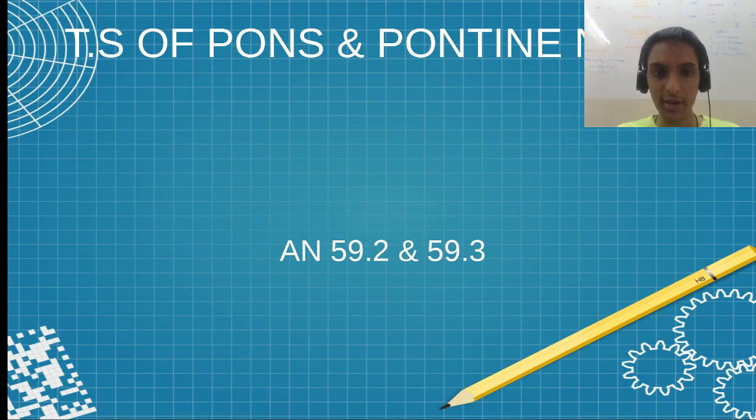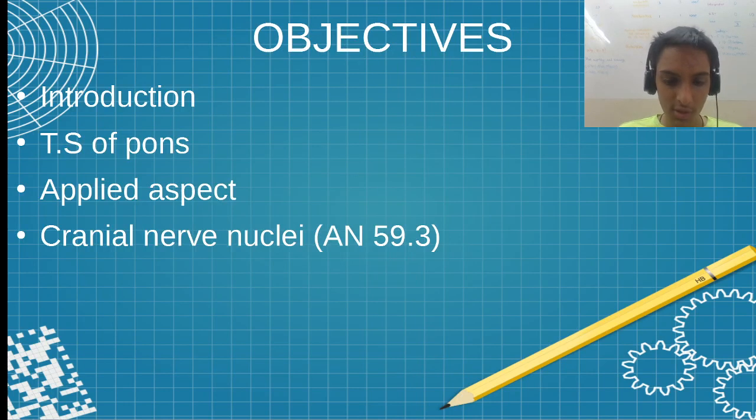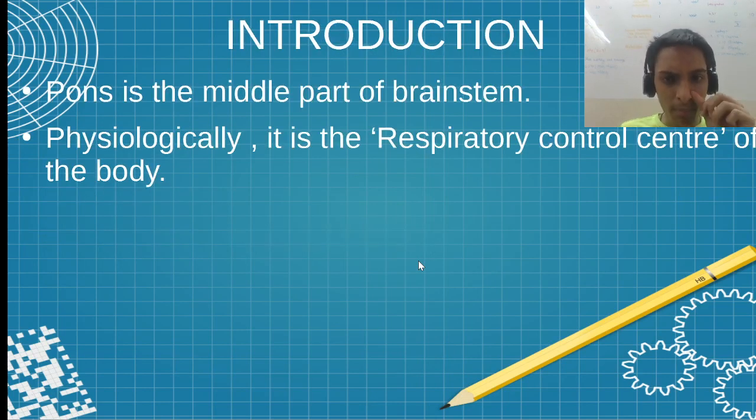Hello friends, in this video we will talk about TS of Pons and the Pontine nuclei with applied aspects. So we will try to identify introduction, TS of Pons, applied aspect and the cranial nerve nuclei in the Pons, or simply Pontine nuclei. As we know, Pons is the middle part of the brainstem, and what is the importance of Pons physiologically? Respiratory control center is the Pons, or we call it the pneumotaxic center also.